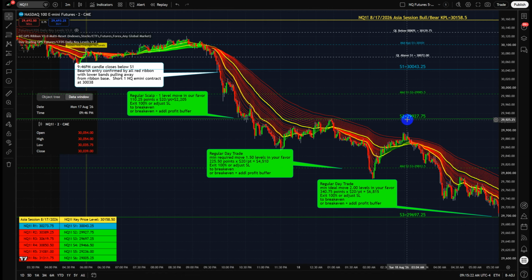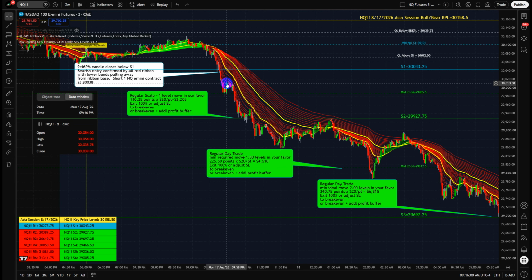110.25 points here on the hit of S2 from 30,038. That is $2,205 in profit. So if you're exiting here, $2,205 of profit. If you're adjusting your stop loss, then of course, adjusting it to break even, as your profit's going to depend on where exactly you're going to get out if you're just doing that. If you're adding on additional profit buffer, then you would just decide what additional profit buffer that you want to add.